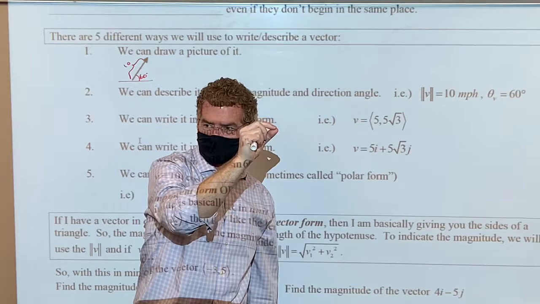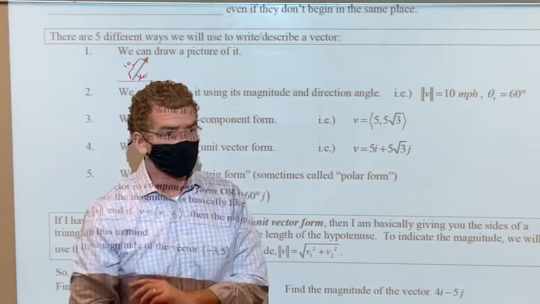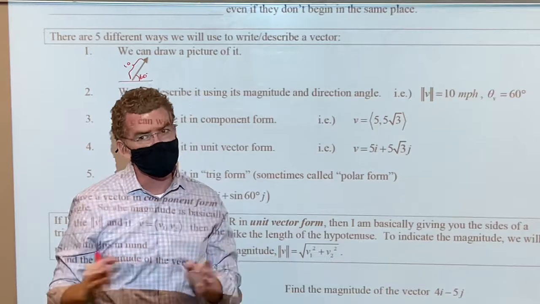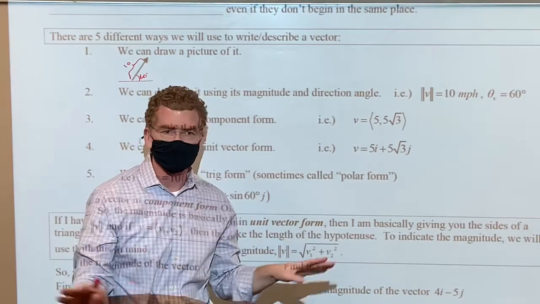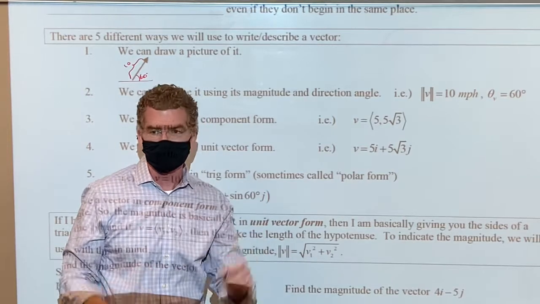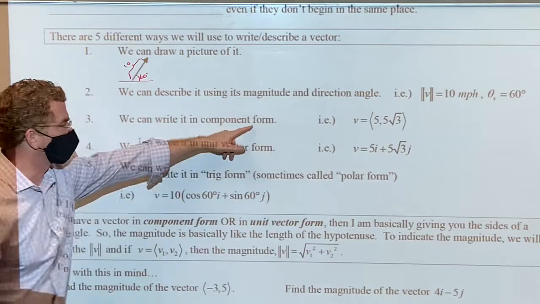Y'all seeing that? And again, it doesn't mean that you have to start at the origin, because a vector doesn't show magnitude, direction, and location. Just magnitude and direction. You can start anywhere you want as long as you move those 2 amounts. Y'all seeing that so far? Okay, and we call that component form.